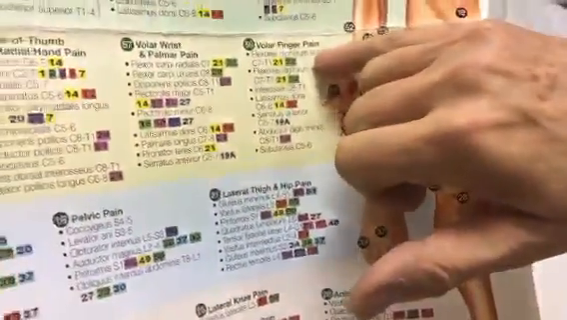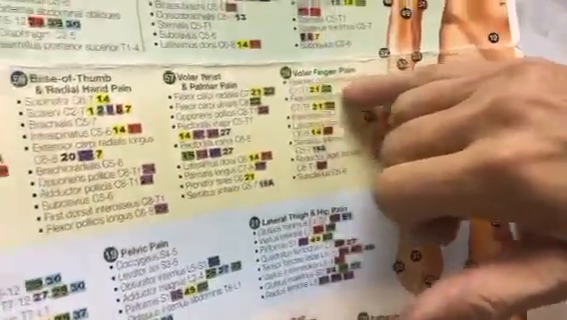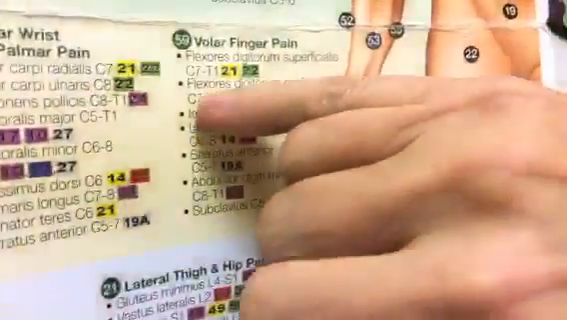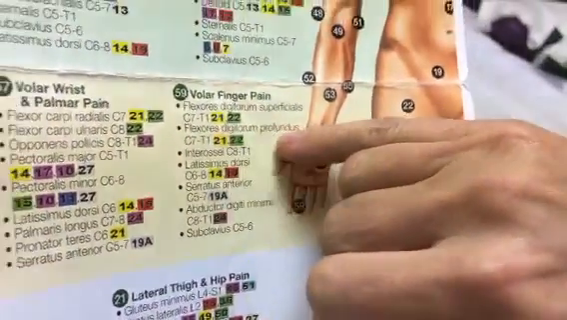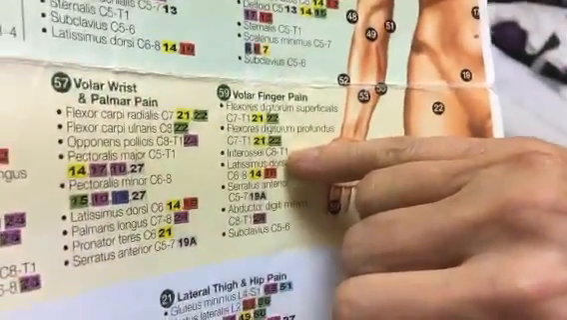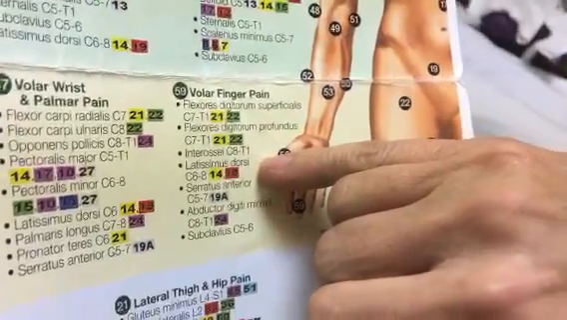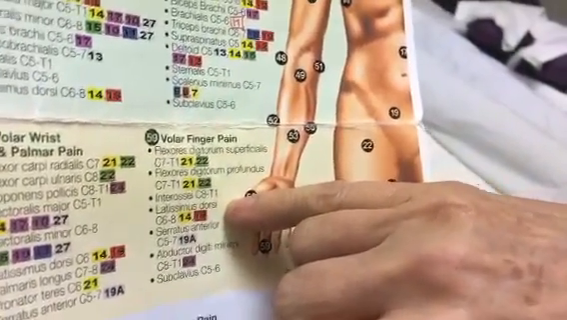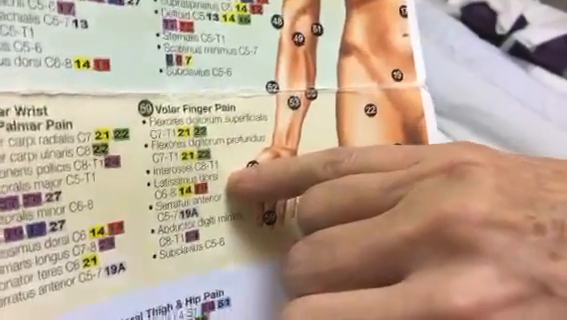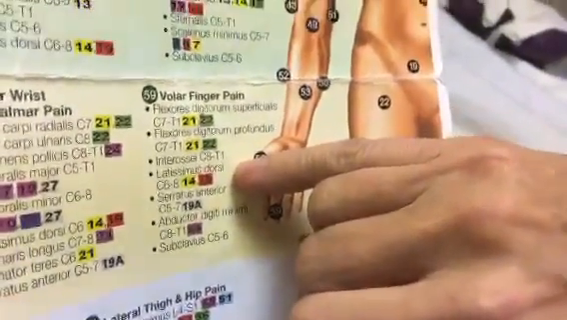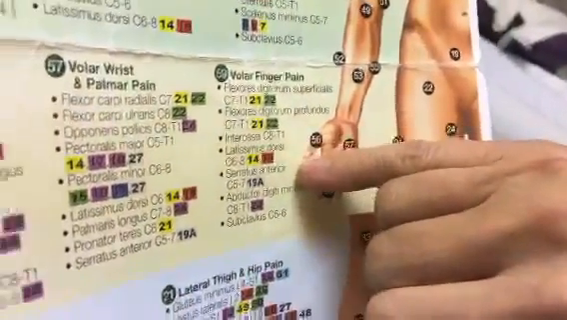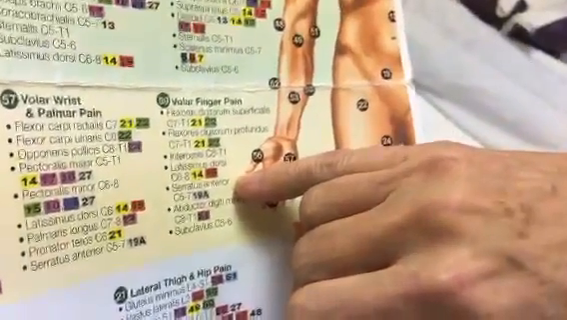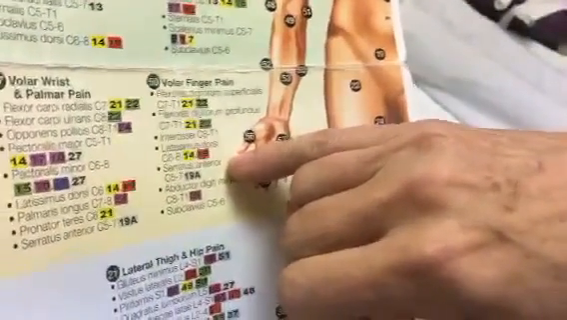So the most likely one is the first one, right? The flexor digitorum superficialis. Then the next most likely is the flexor digitorum profundus. Then the next one is the Interossei of the hand. Then the Latissimus dorsi, the one that attaches onto your hips. That attaches to your hips, causes you to have finger pain. Then the anterior serratus, causing finger pain. So that's on the side of your chest.